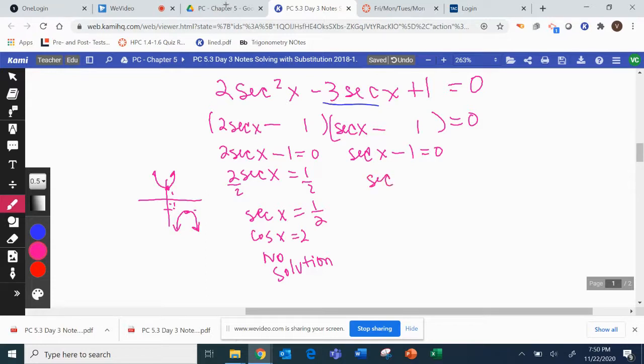All right, and then secant x equals 1 would be the same thing as cosine x equals 1. And that would only be at 0.